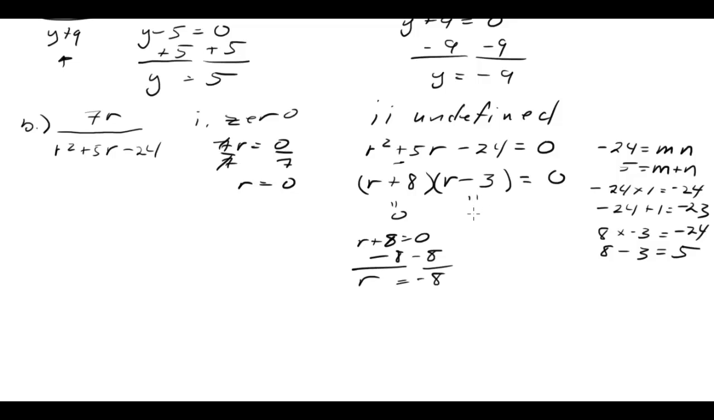Similarly, it's also going to be 0 when that's equal to 0. So r minus 3 is going to equal 0 when r equals 3. So we have two solutions for when it's undefined: r equals minus 8 and 3.